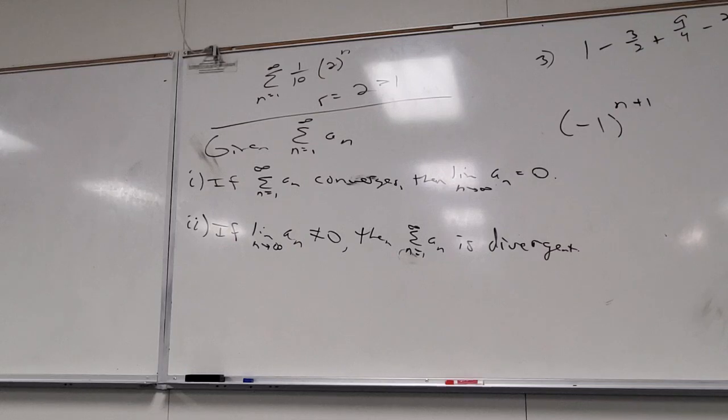You're going to do the limit. If it's not zero, you're done. Thank goodness, you don't have to worry about any weird tests. So that's, amazingly enough, called the test for divergence.